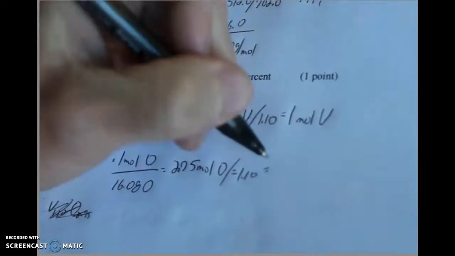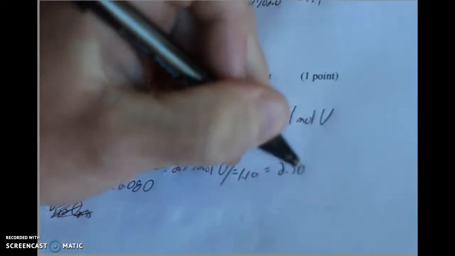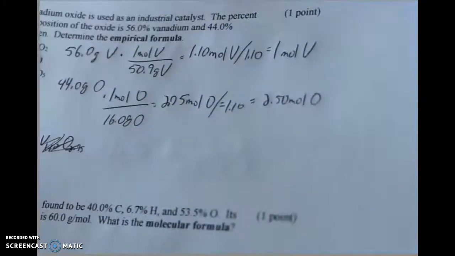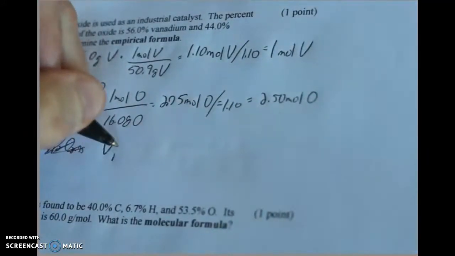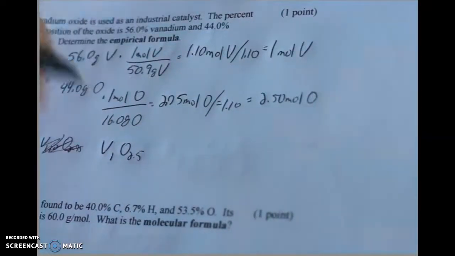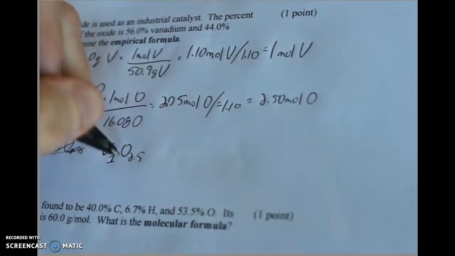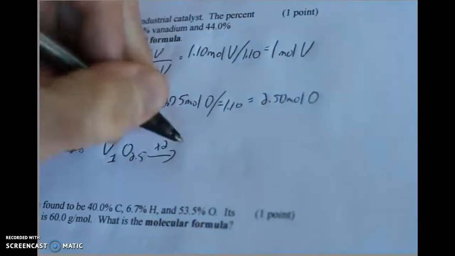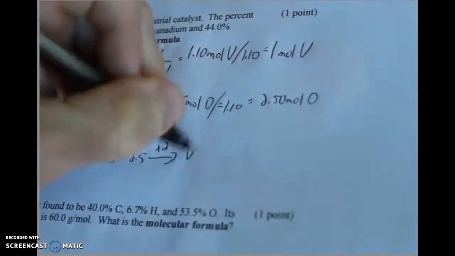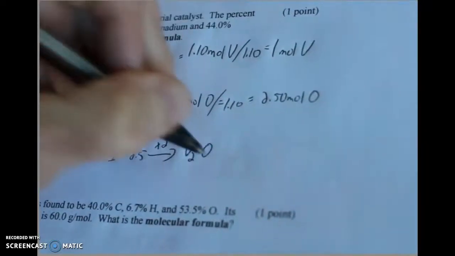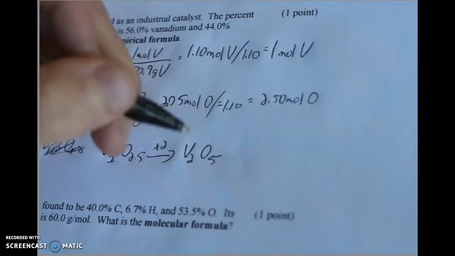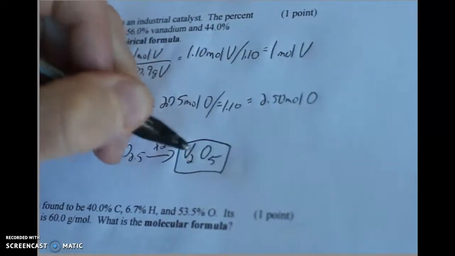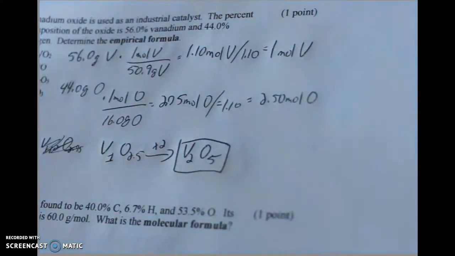Now the oxygen, when you do that division, you get 2.50 moles of oxygen. Now again, you don't write this with that 2.5 in there. If anytime it ended in 0.5 or something like that, you would multiply everything by 2. So the 1 mole of vanadium would become 2, and the 2.5 moles of oxygen will become 5. And now this is the lowest whole number mole ratio, 2 vanadium to 5 oxygen.